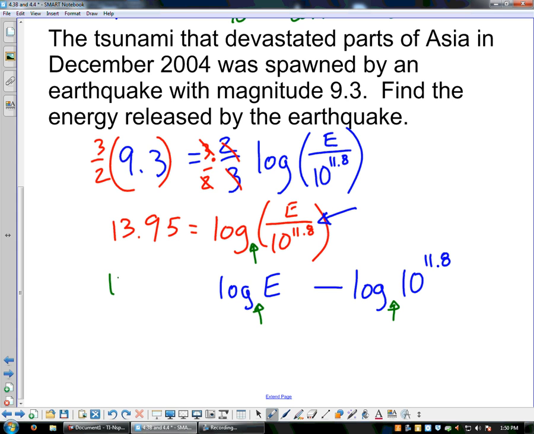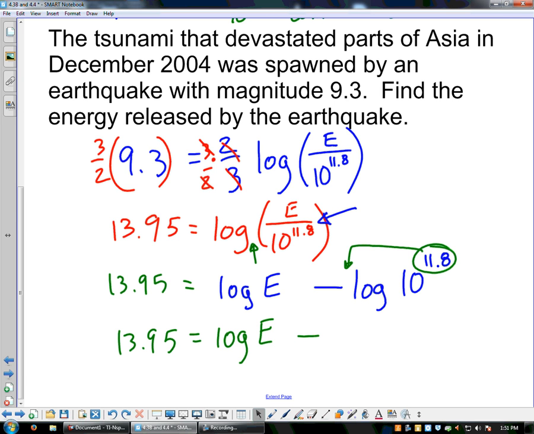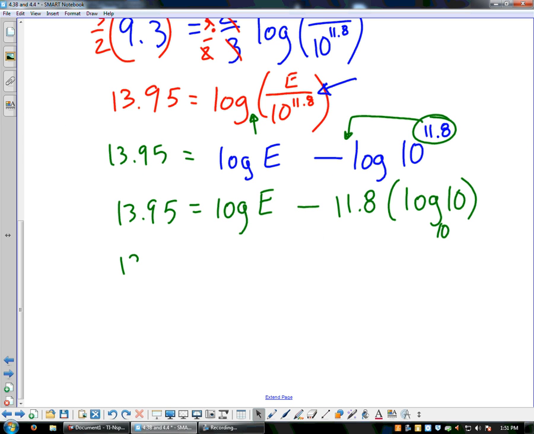So we have now 13.95 is equal to log to the base 10 of E minus log to the base 10 of 10 to the 11.8. So let's bring this 11.8 down in front, and we'll have 13.95 equaling log E minus 11.8 times log 10. And then what is log 10? Remember, this is really base 10. So 10 raised to what power gives me 10? That's going to just be 1. So I get 13.95 equaling log E minus 11.8 times 1.